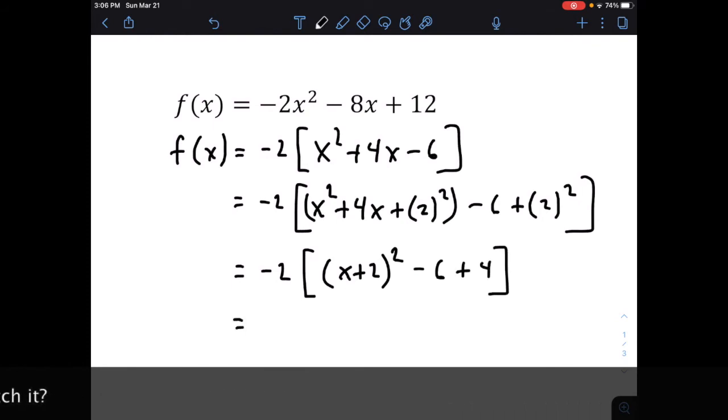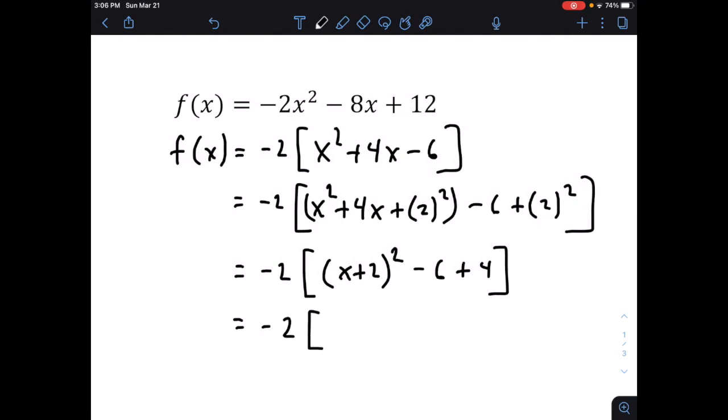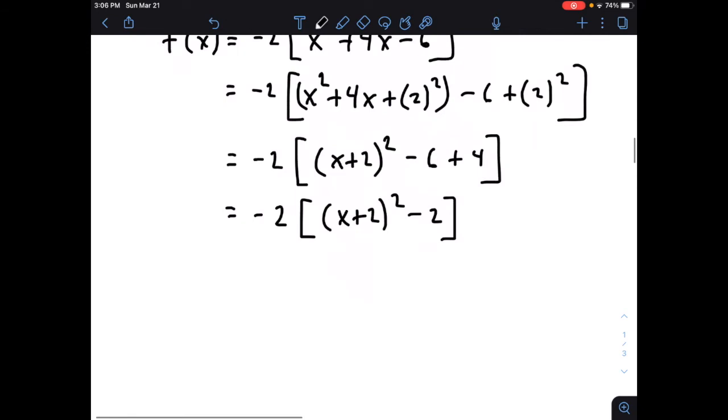Okay, so I'm going a little slowly through this, but that's okay. You might be able to skip a few steps here and there if you see, hey, negative 6 plus 2 squared is going to be negative 2. You could just go directly to that instead of writing the step that I did just before this. Okay, and then we're going to distribute that negative 2. So we have negative 2 x plus 2 squared plus 4.